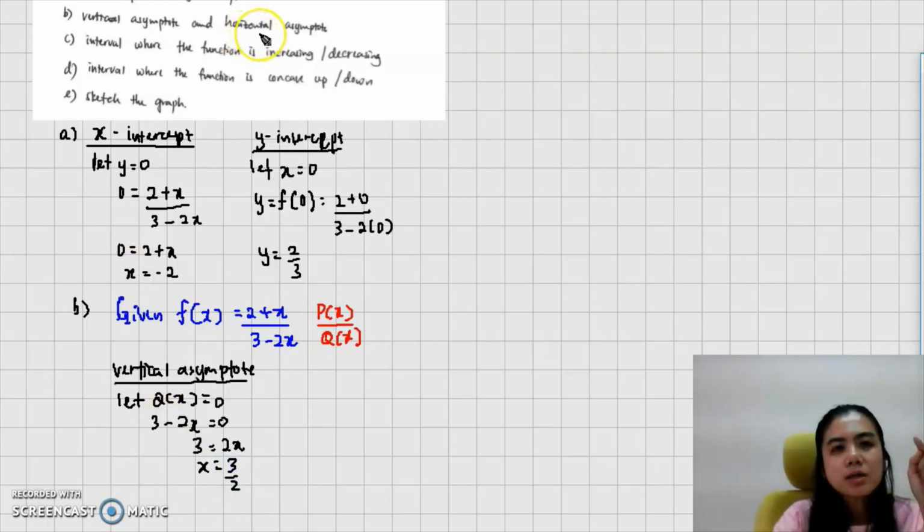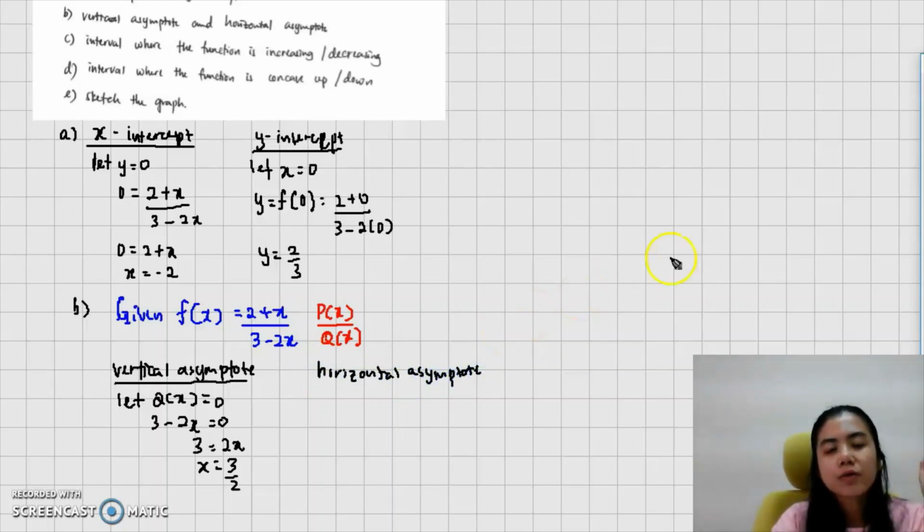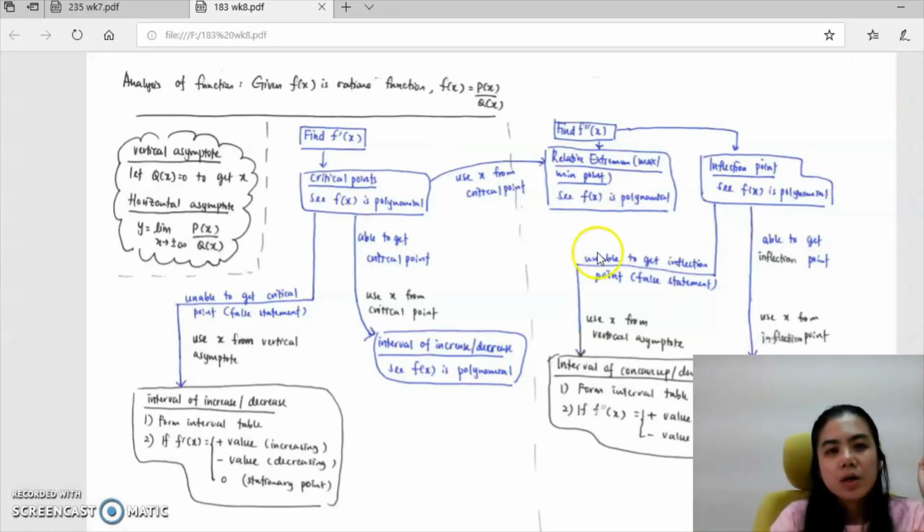Then the next is they asked us to find the horizontal asymptote. Let's just go back to the flowchart. The flowchart says that if you want to find the horizontal asymptote, you have to let y equal to the limit as x approaches plus or minus infinity of the rational function. You have to solve it.